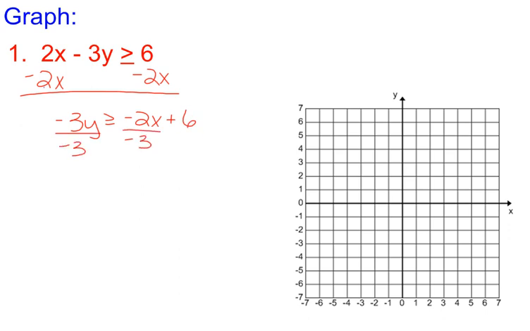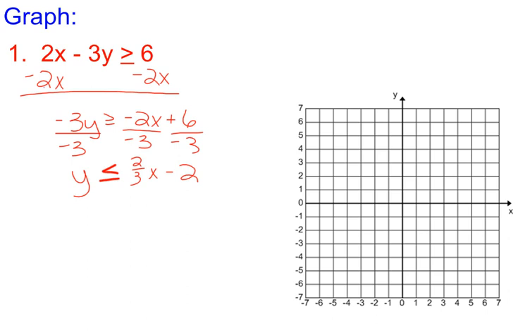Now this is what I mean by dividing by. The number I'm dividing by is negative, so I'm going to have to switch that sign. That sign is going to switch into a less than or equal to. And that's what you're going to have to remember. That's the kind of tricky part about it. So I'd have y is less than or equal to 2/3 x minus 2.